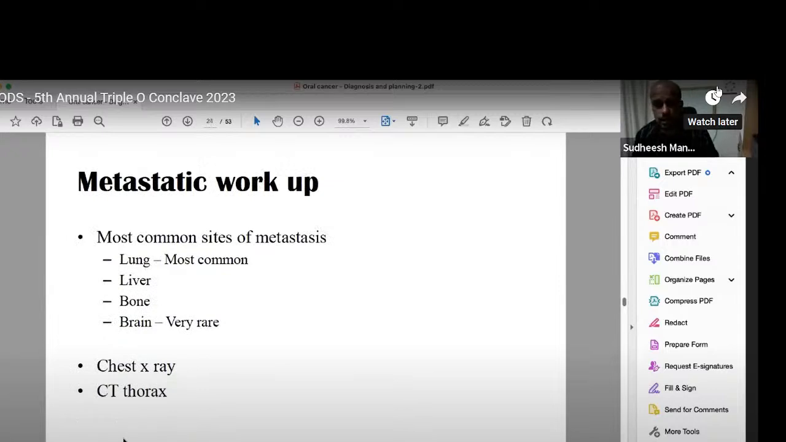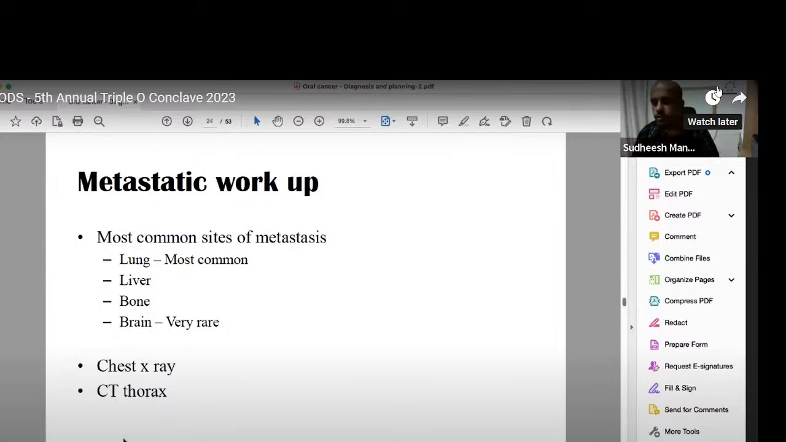The most common site of distant metastasis of oral cancer is the lung, followed by liver and bone. Brain metastasis from any head and neck tumor is very, very rare, but it can happen. So lung, liver, and bone are the most common sites of distant metastasis. To evaluate this, you can go for either a chest X-ray or a CT thorax. If you have a bucco-alveolar complex lesion, a single CT neck and thorax is the only imaging that you need. It will cover everything, from the skull base to the liver. That will cover the whole thing that you're looking for.